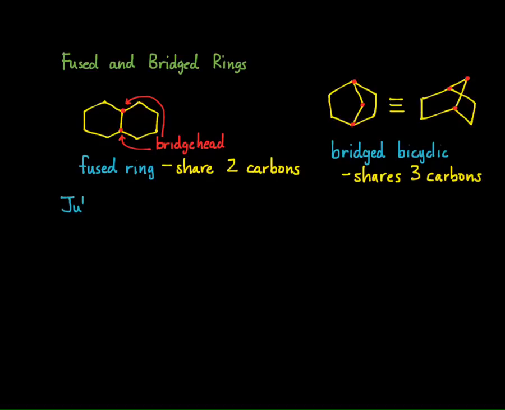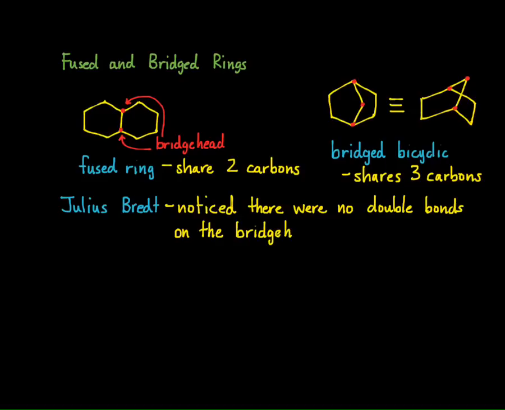Well, it was observed by a chemist named Julius Bredt that in terms of cycloalkenes, there were no double bonds on any bridgehead of the bridged bicyclic compounds. There are plenty of examples of fused rings where there's a double bond at a bridgehead. But when you look at bridged bicyclic compounds, there is no double bond at the bridgehead. So what do I mean by that?